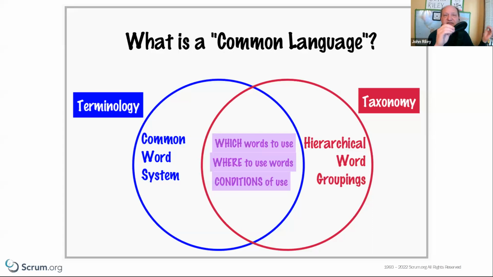So let's now go into taxonomy. So taxonomy takes that one step further. Taxonomy takes our word system and makes it into a hierarchy. Okay, so for example, food can be characterized by vegetables, fruits, meat, dairy, for example. And that is how the words relate to each other. Okay, as opposed to terminology, which is just the group of words itself.